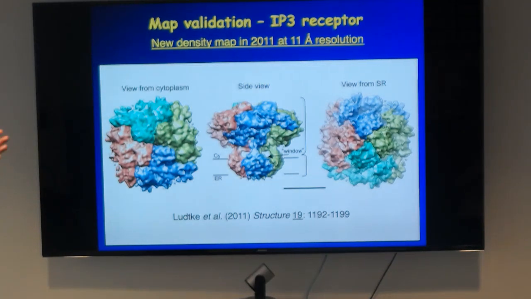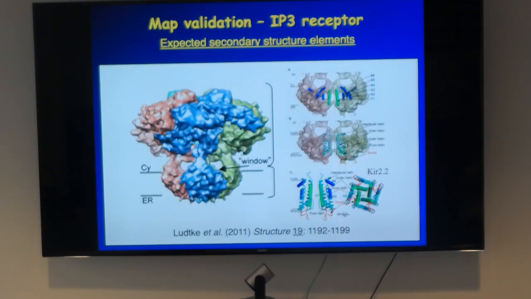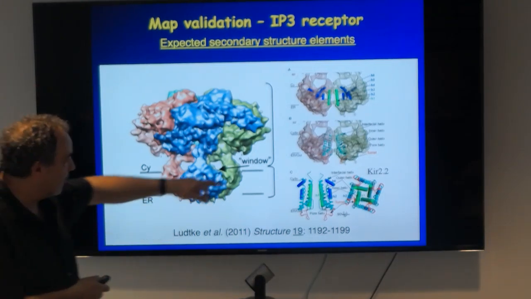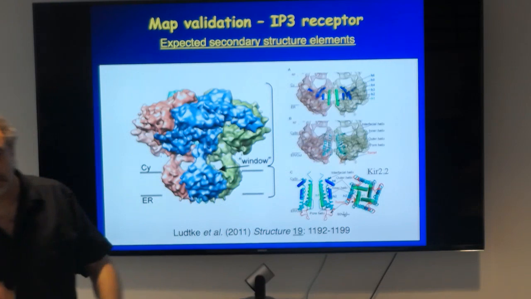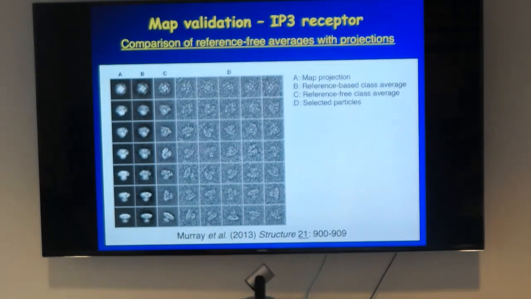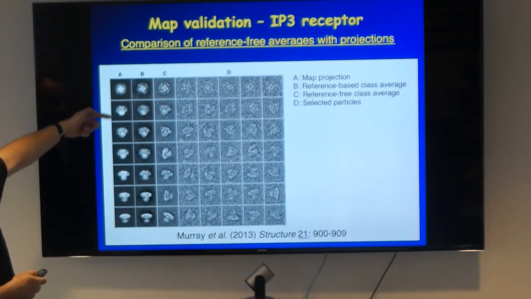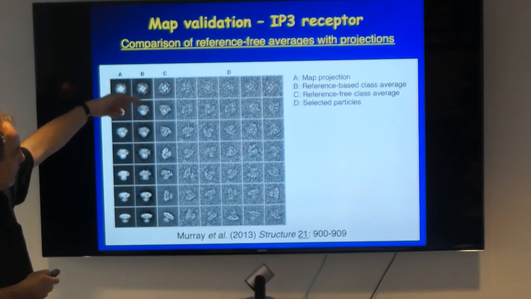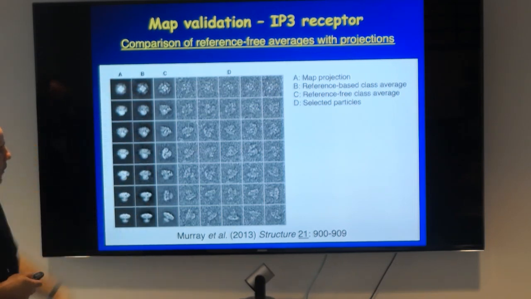So in 2011, a structure came out at 11 angstroms, just above a resolution where you would be able to see alpha helices. So again, you have blobs, and are these correct blobs or not? But because there was so much history in this, they did a very good job looking at all the different validation techniques. They first figured out that they actually can see alpha helices, so it is close to 10 angstrom. It had the expected secondary structure. They compared their projections from the map with references that were either supervised or non-supervised, and then the particles.